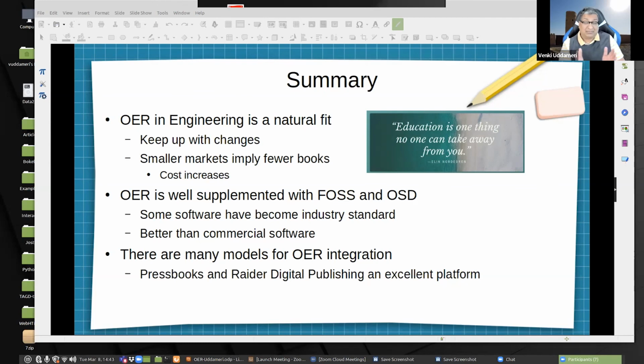So there are many models for OER integration. I showed you about 3 different models that I've used. Pressbooks, Rebus Digital Publishing is really an excellent platform. Even if you want to write short course notes and things like that, I think it offers you a lot of really good tools with very minimal learning curve. And the other parts are to look at some of the public open-facing platforms like ResearchGate or others like OSF. There are a few others, arXiv, a few other places where you can put this type of information for larger public dissemination. And of course, you can also create your own web servers and disseminate information that way, which would be the most complicated route.